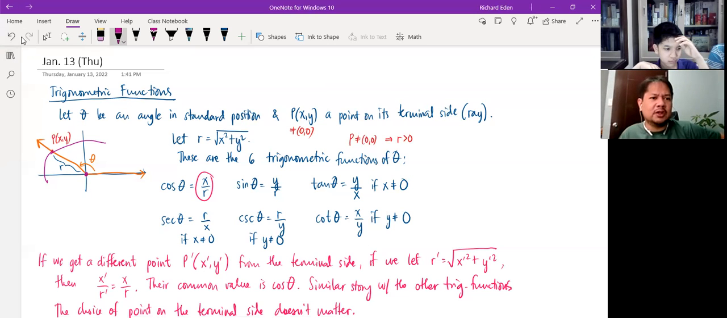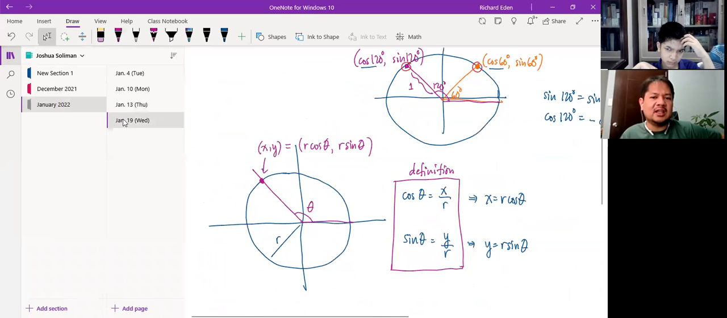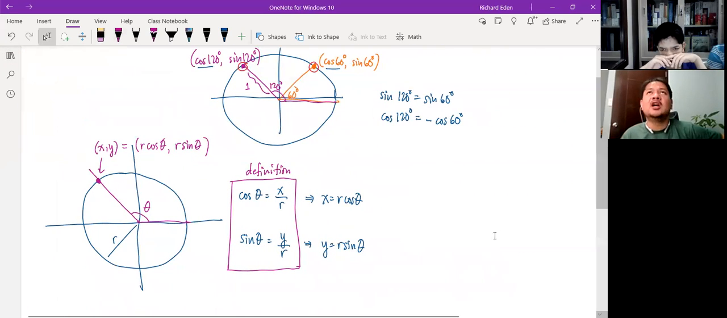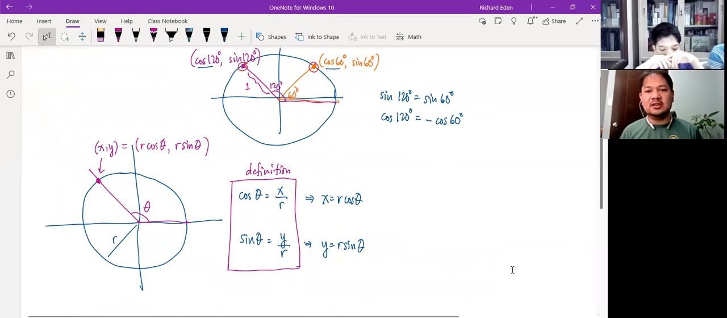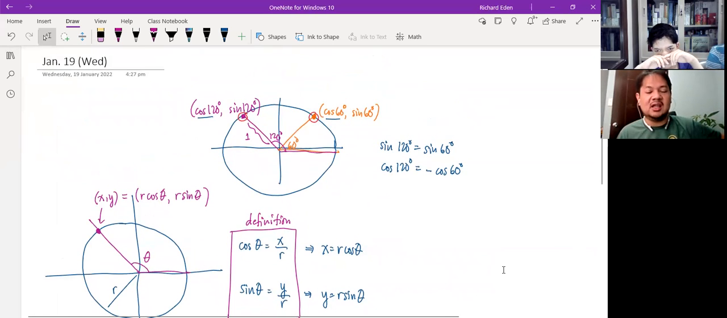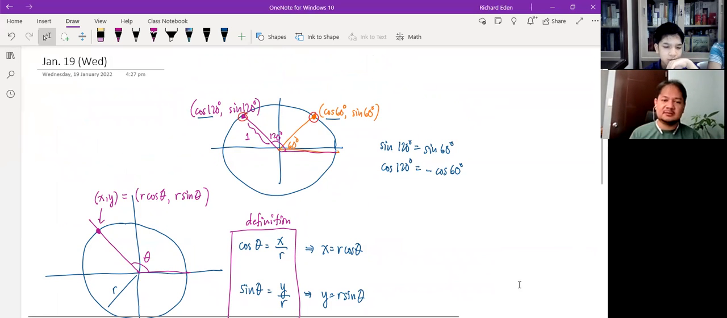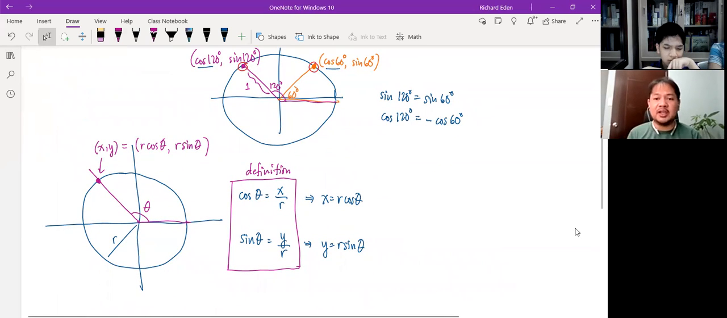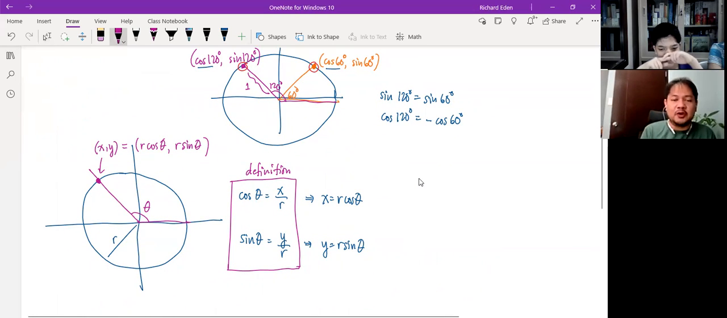Okay, so if the question is, why is cosine 120 degrees the negative of the cosine of 60 degrees? I would say it's because of how this definition was given. They simply defined it this way, the definition that they wanted to make. The x coordinate is for cosine, the y coordinate is for the sine function. And then everything else is defined based on them. Thank you, Paul. All right, so that's why cosine 120 degrees is the negative of cosine 60 degrees.